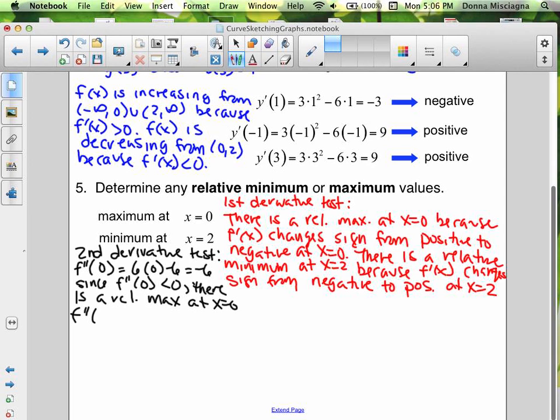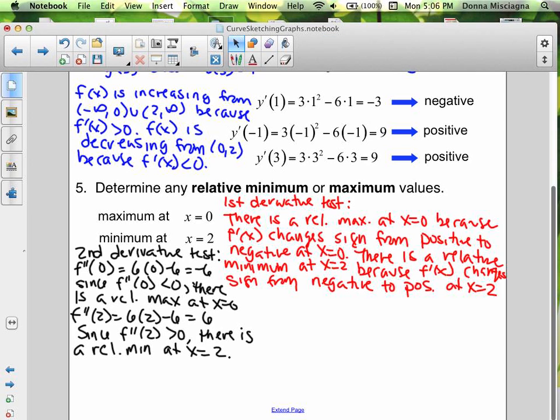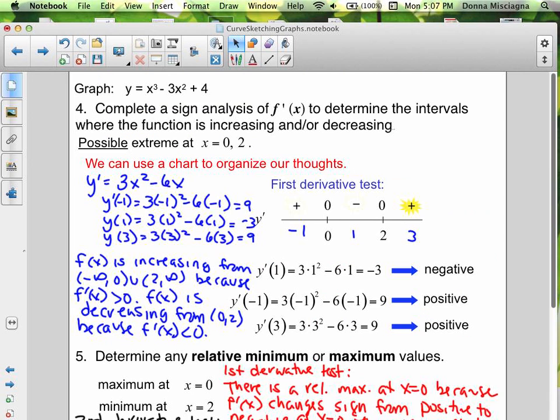F double prime of 2 would be 6 times 2 minus 6. That would be 6. Since f double prime of 2 is greater than 0, there is a relative min at x equals 2. So here are two different ways, first derivative test and second derivative test, that we can justify the extreme values.